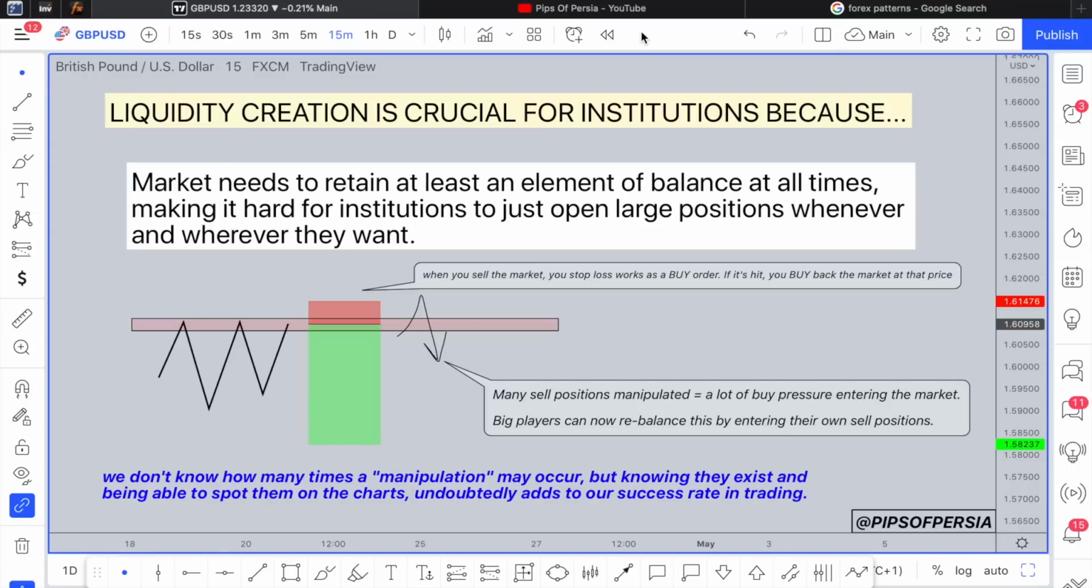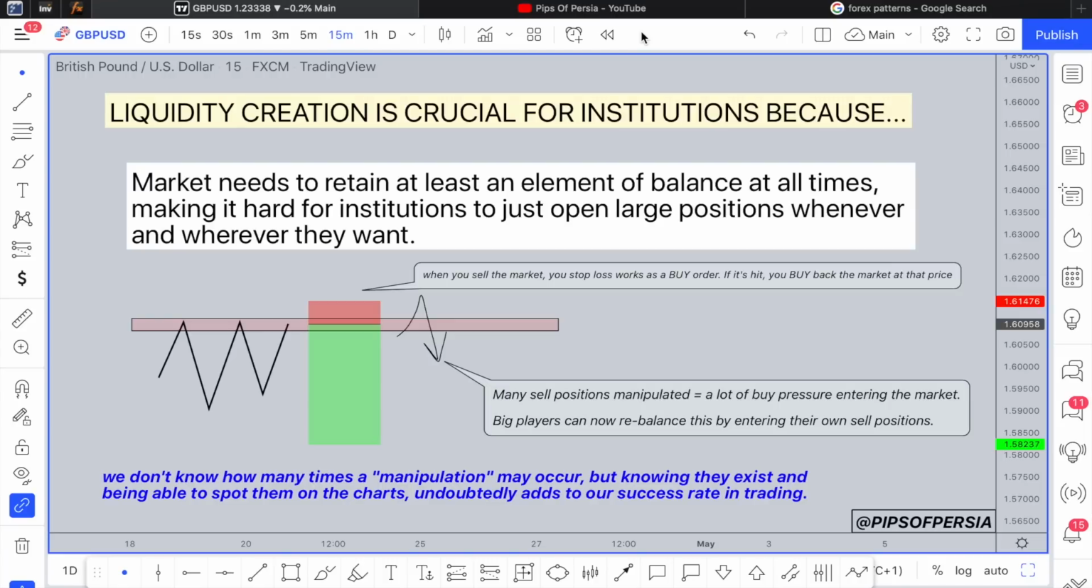Talking of institutions, let's now discuss why liquidity creation is extremely crucial for them. First, we have to understand that the market at any given time needs to retain an element of balance. If not, it would just continue to go in one direction non-stop. It would be one straight line or one big candle pushing in a given direction without pulling back. So that element of balance needs to always be retained.